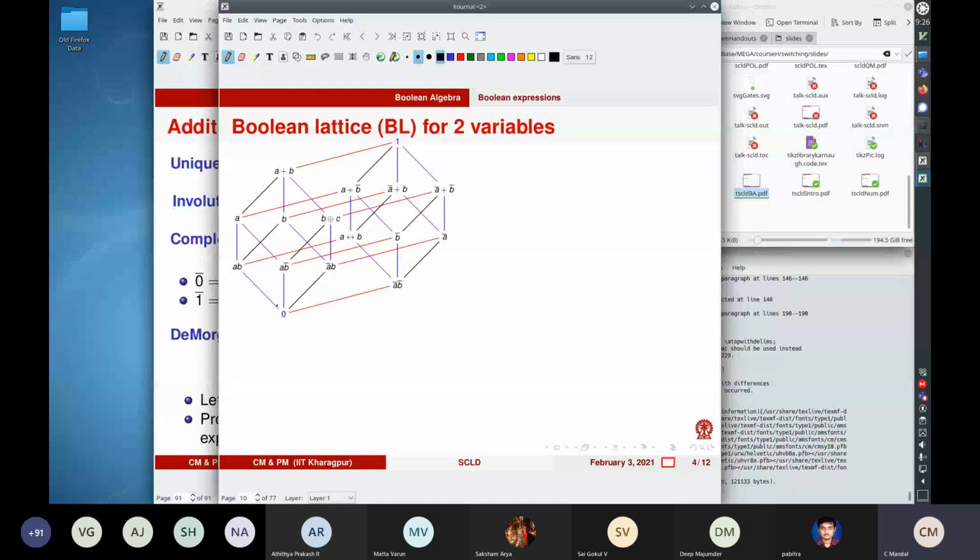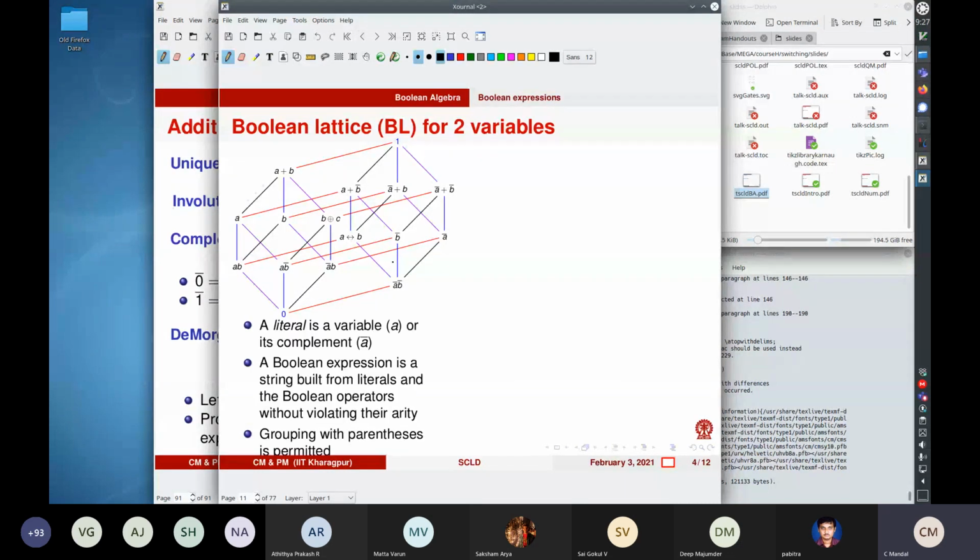So if you have two properties, you have 2 to the power 2 atoms, and the total number of elements in this lattice is again 2 to the power of that. So it is 2 to the power 2 to the power 2. That is as many nodes or elements as you have in this Boolean lattice. Those are all possible Boolean functions that you can have out of two variables. This also clearly depicts the interrelation of these functions in a Boolean lattice.